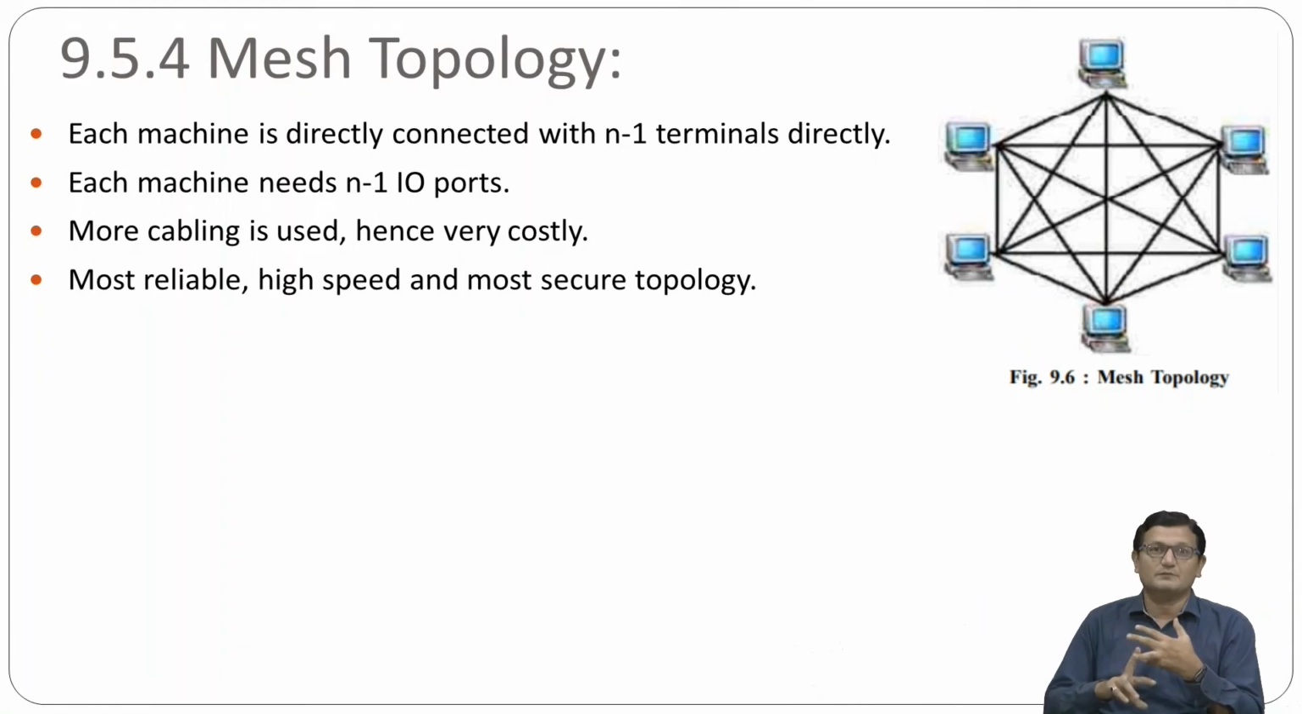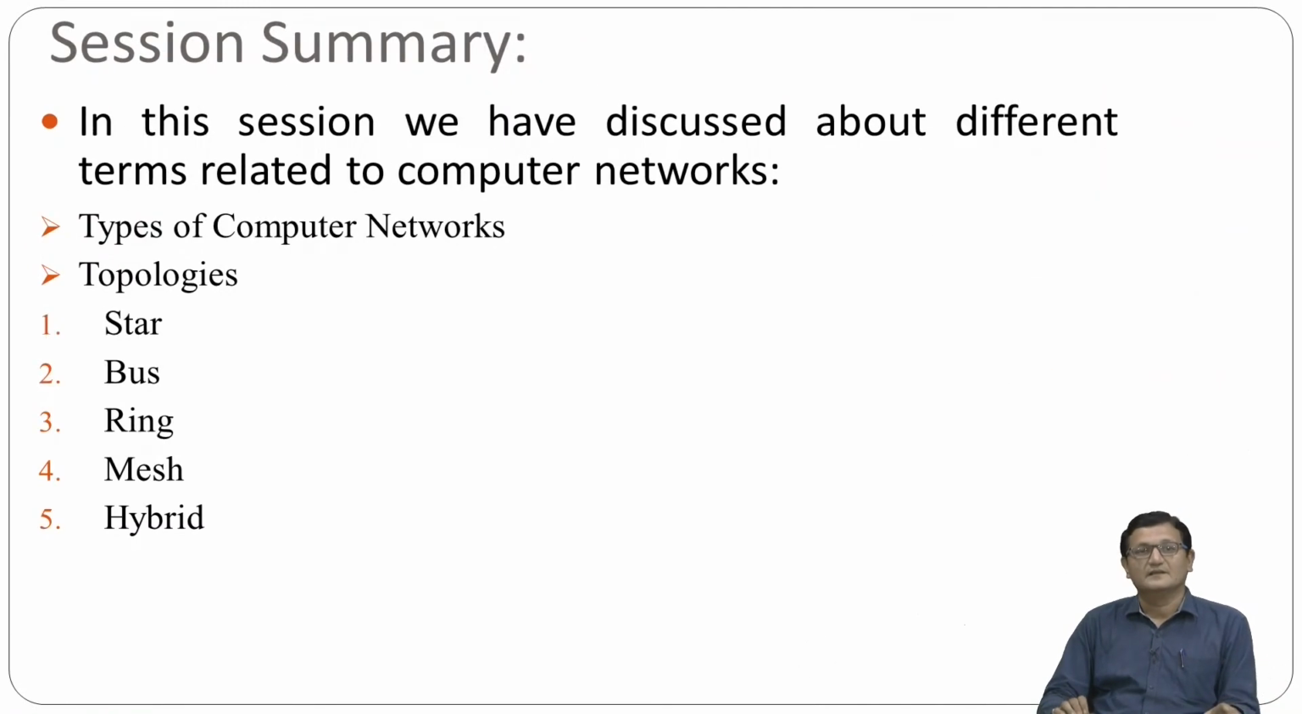But the problem is what? Obviously there is more cabling, and because of the more cabling, you need to spend a very high cost. So this is not actually a realistic example. You can never find this type of thing. So the mesh topology uses the highest amount of cabling and cost.